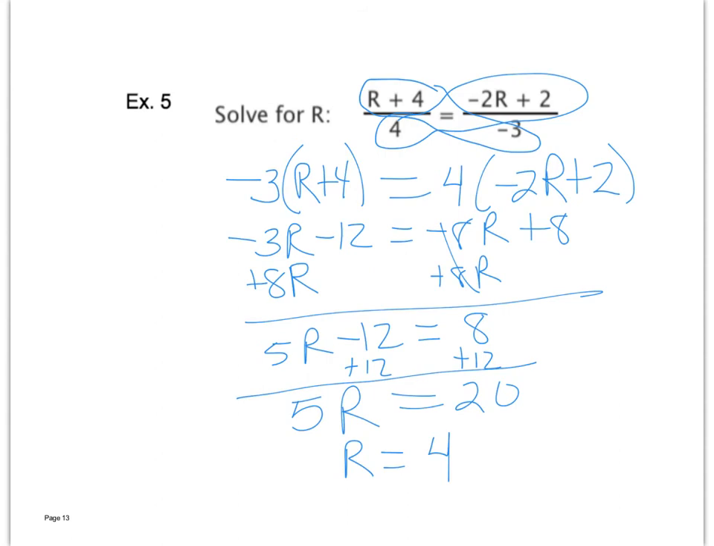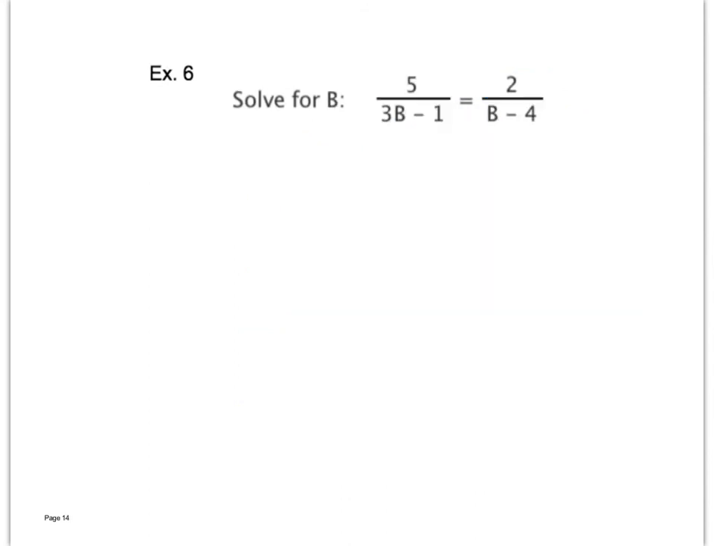So on these, moral, don't forget your parentheses. But all you have to do is cross multiply. Don't forget, if it looks like a fraction equals a number, all you have to do is make the other part into a fraction by putting a 1 on the bottom, making the denominator 1. Let's try one last one. Let's do one more cross multiply.